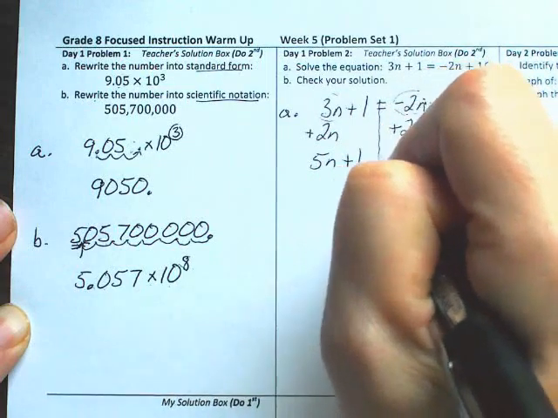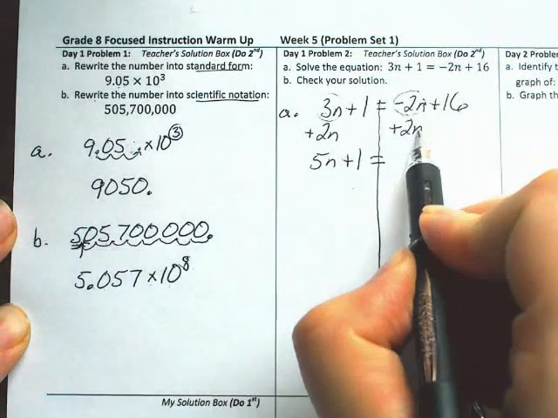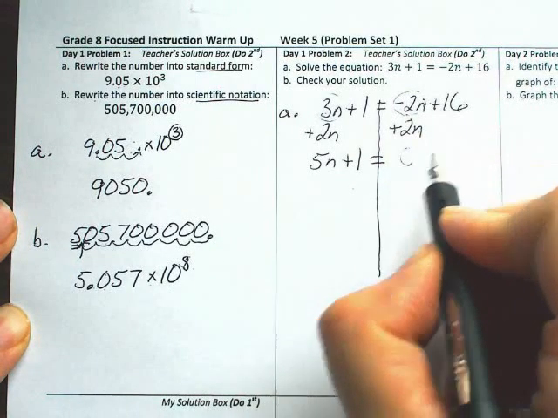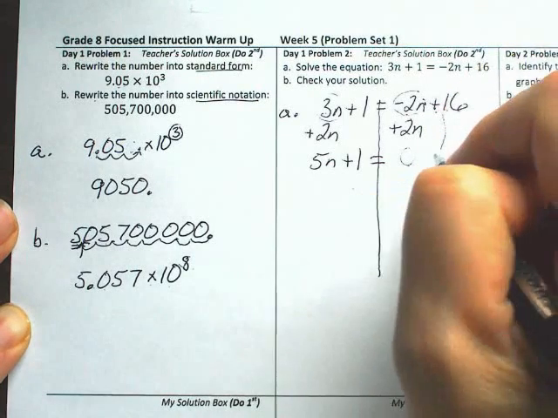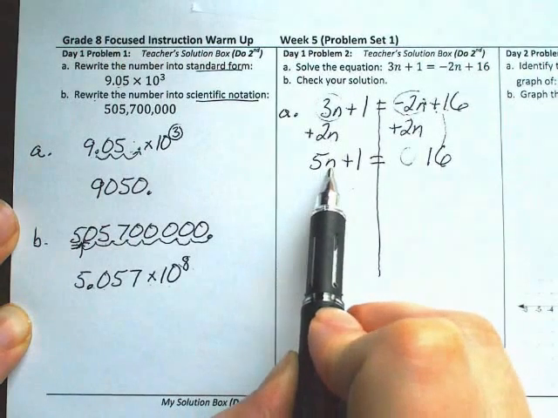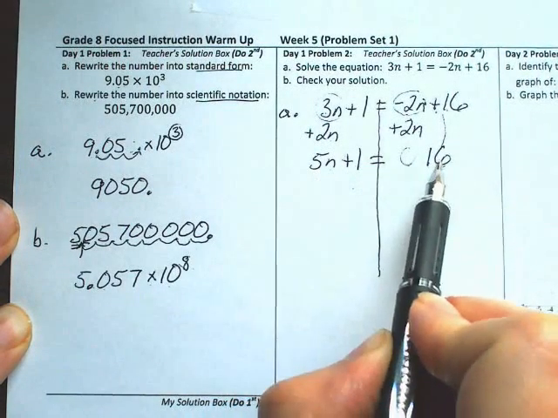Now the plus 1 can be brought straight down, is equal to negative 2n plus 2n makes 0n, or just 0 in this position. And the positive 16 can be brought straight down, 16. So we now have the equation 5n plus 1 is equal to 16.